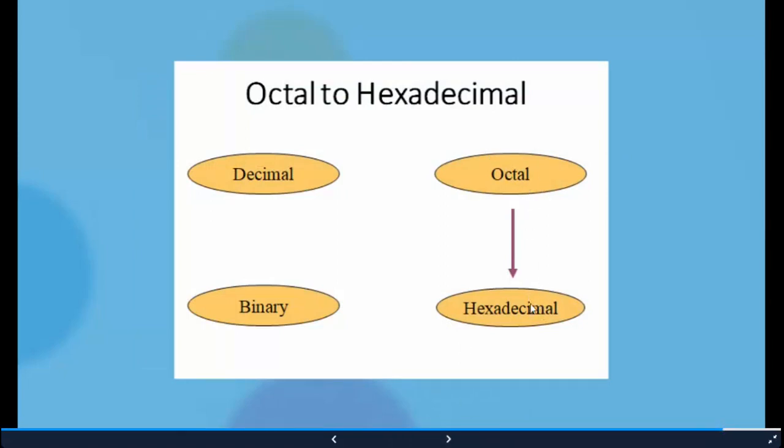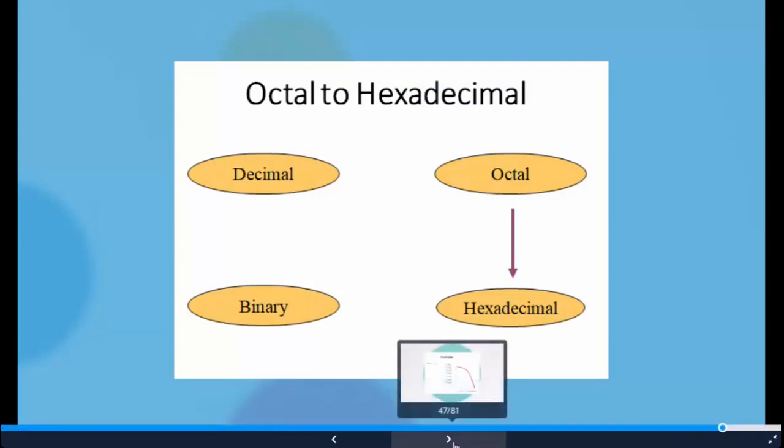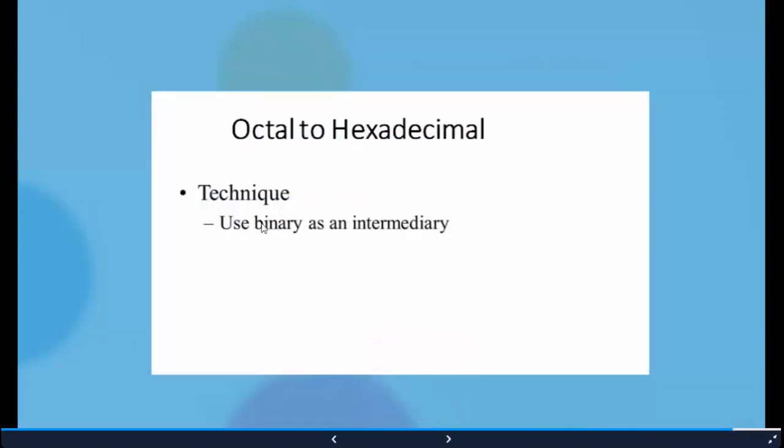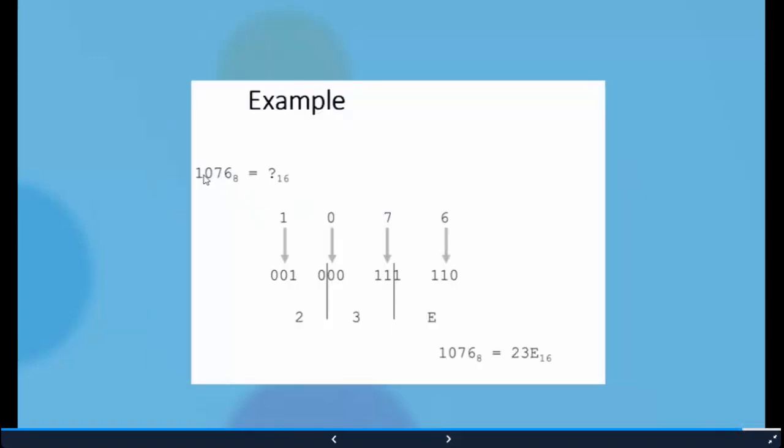Now this becomes more interesting. For this, you have the binary as an intermediary. You have to convert it first to binary and then you group it. This is octal to hexadecimal. Remember 16, you group it by 4. So 1076 octal, you convert it to 16. It has to pass first to a binary conversion. So let's have that example.